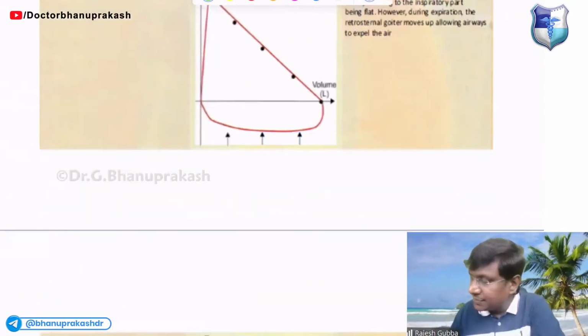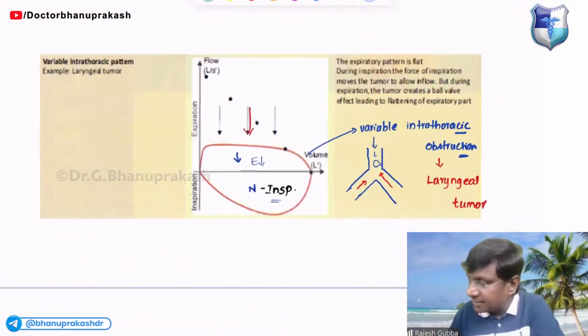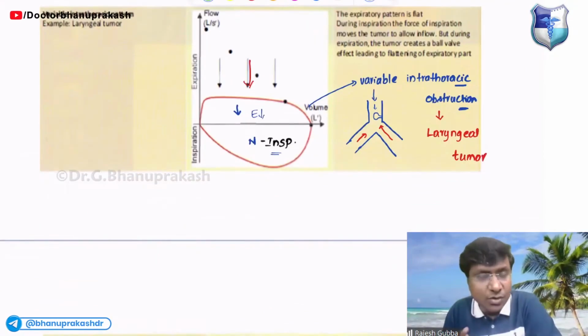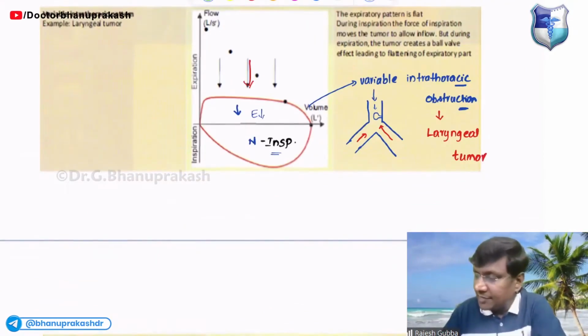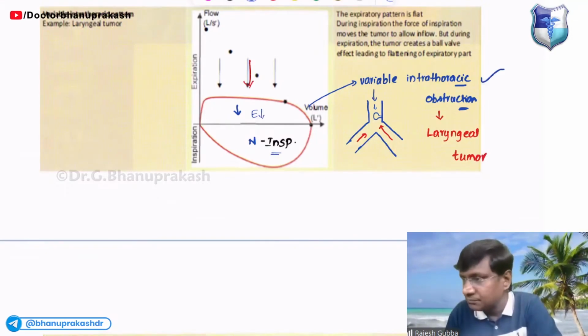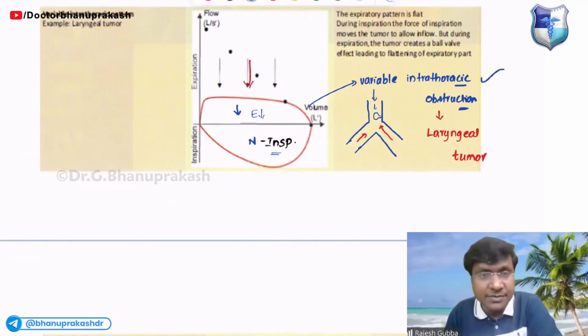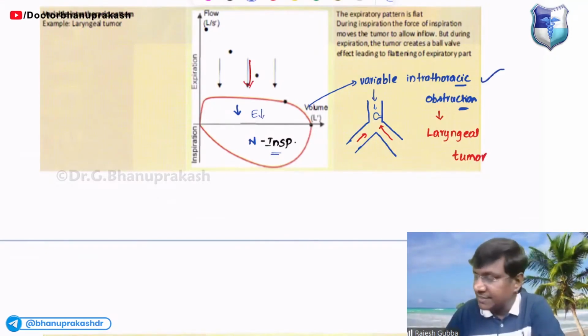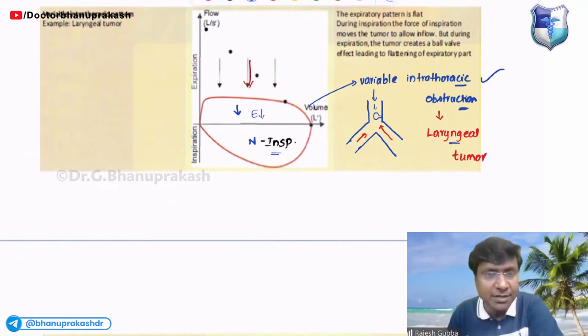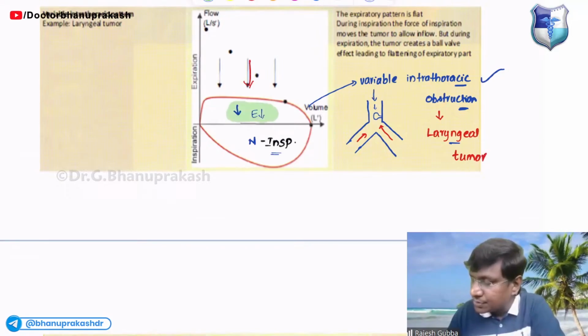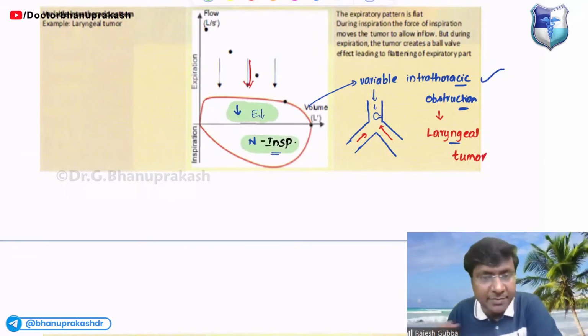Whereas in those individuals who have variable intrathoracic obstruction, in the form of laryngeal tumor, the expiratory component will be reduced, but the inspiratory component will remain normal. The inspiratory component will remain normal. Only the expiratory component will be reduced in case of laryngeal tumors.